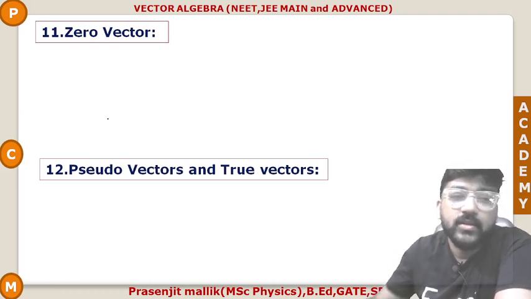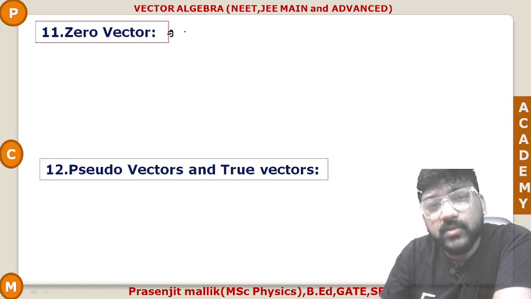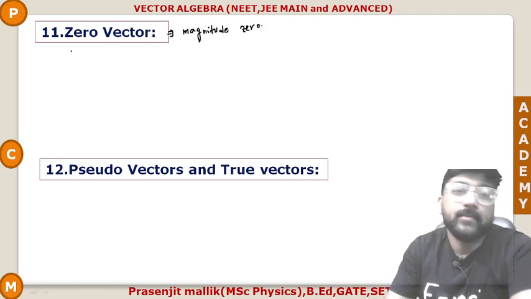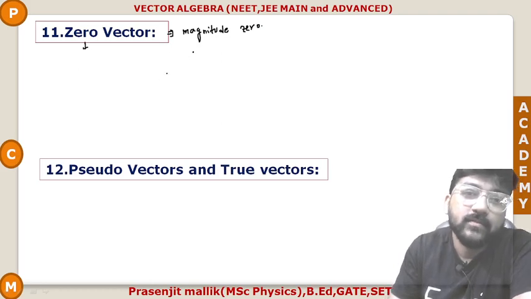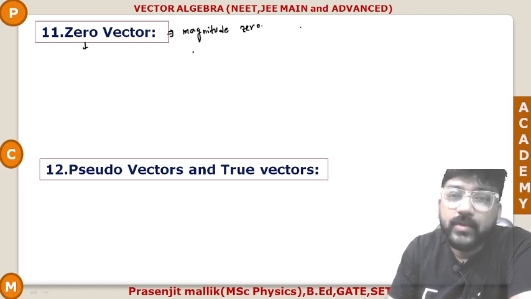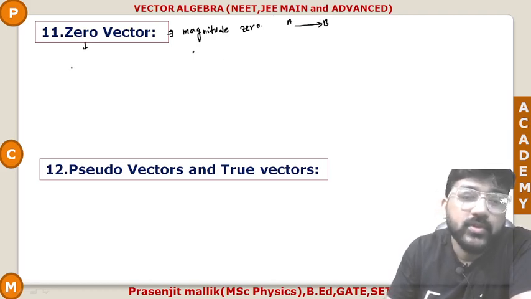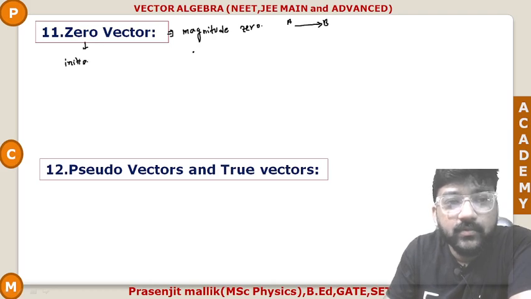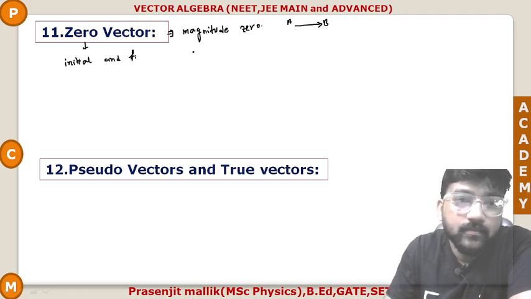What is a zero vector? A zero vector is a vector whose magnitude is zero. And this is a vector whose initial point and final point are the same. So it is just a point. In the geometrical plane, we denote a vector by a straight line with an arrow. But if the magnitude is zero, then obviously the length of this line is zero. So it is just a point. So for the zero vector, the initial and final points are the same.